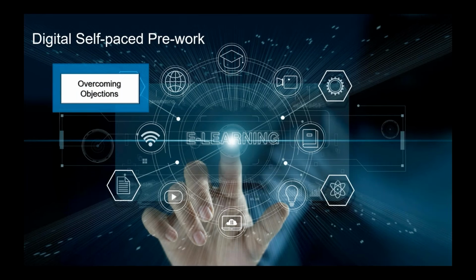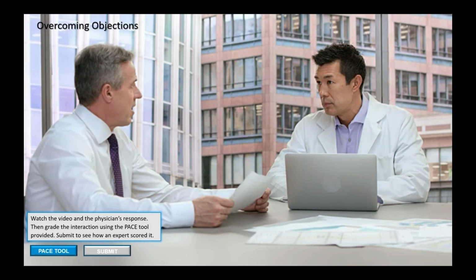Let's look at pre-work. And again, this is a very simple prototype we created, but even something like overcoming objections, you can introduce that early into the system. Here's just a quick example of how you can have folks apply and learn early on. So we're going to watch this video of an interaction between a physician and a sales rep. Then we're going to take a tool called the PACE tool, and we're going to evaluate that interaction. So it's problem-based, you're applying it, and whether or not you evaluate it correctly really isn't the point. The point is to get them to apply it.